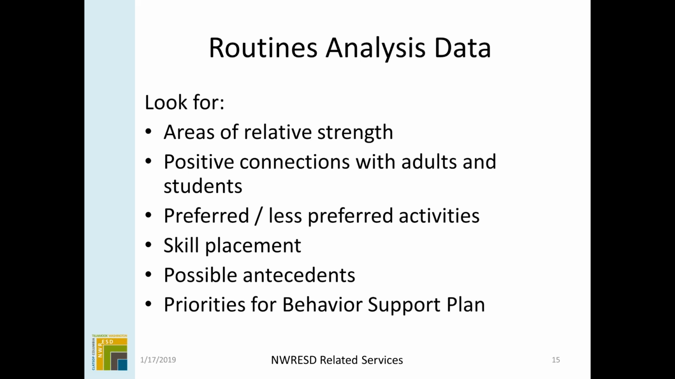And then finally, this tells us how to prioritize the behavior support plan. You look for those 5s where there's a very high likelihood of problem behavior, and that's probably what we're going to focus on.